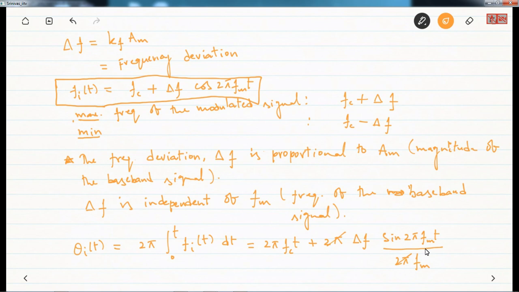So let me rewrite this. I'll wait for a few seconds so that you can note this down. You can note down this equation.